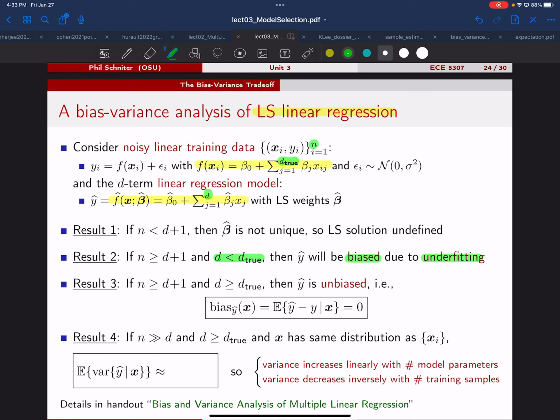On the other hand, if D is greater or equal to D true, then your y hats are unbiased. And by unbiased, we just mean that the bias is 0. This is the same bias that we had on the previous slide. It's just now it equals 0. Okay, so that happens when D equals D true, but it also happens when D is greater than D true.